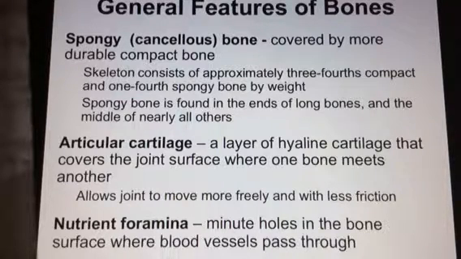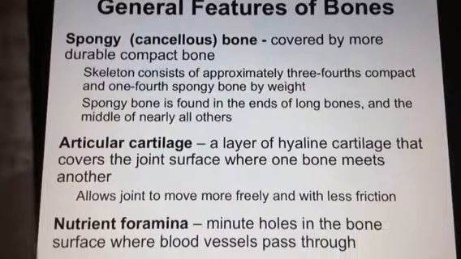In those long bones, we'll also see spongy bone. I will call it spongy bone and not cancellous bone, but it is covered by compact bone. So you'll see in the lab under the microscope the difference between spongy and compact, but spongy is covered by compact. Spongy bone is found in the ends of the long bones, and in the middle of nearly all the other bones.